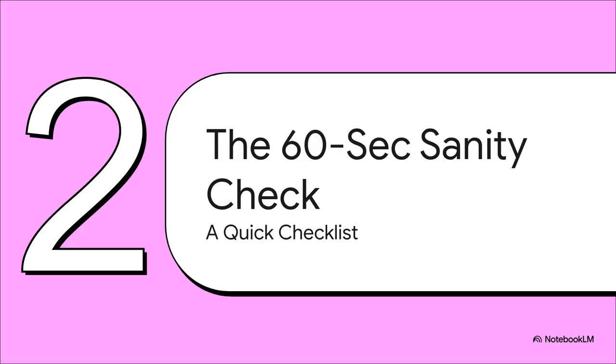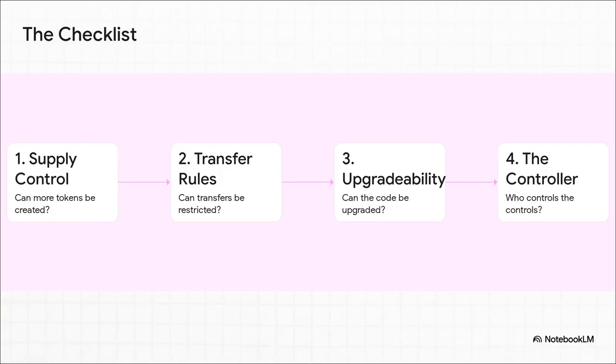So how do you figure all this out without spending days reading code? Well, that's what we're here for. Let's walk through a super simple checklist you can use in like 60 seconds. Our little sanity check hits 4 main points. First, supply control. Pretty simple. Can they just make more? Second, transfer restrictions. Can someone somewhere hit a button and stop you from moving your tokens? Third, upgradeability. Can the rules of the game be changed after it's already started? And finally, the big one, the controller. Who actually holds all this power?